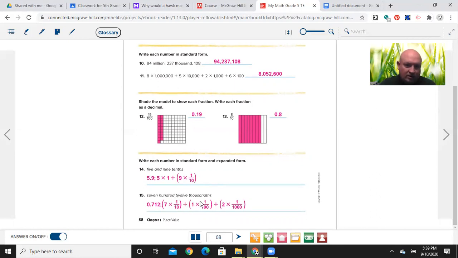Next one, 712 thousandths. Thousandths tells me there are 3 decimal places. There's my 3 decimal places, and the numbers in there are 712. In expanded form, there are no whole numbers. I have a 7 in the tenths place, so 7 times 1/10. I have a 1 in the hundredths place, so 1 times 1 over 100. And I have a 2 in the thousandths place, so 2 times 1 over 1,000. If you're catching the pattern, this gets a lot easier. If you're struggling, please do see me before engaging in this week's test.